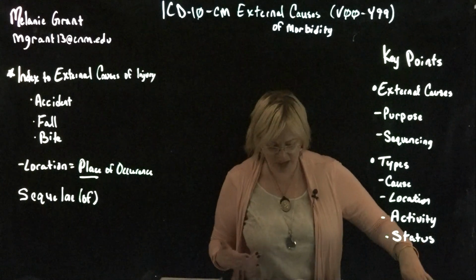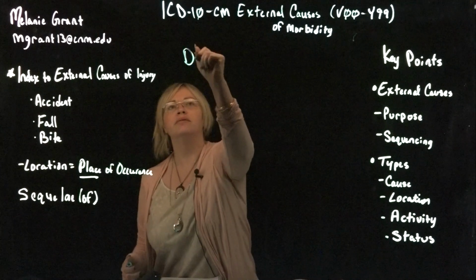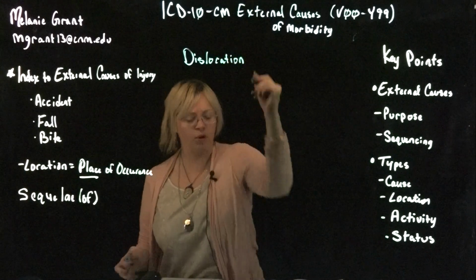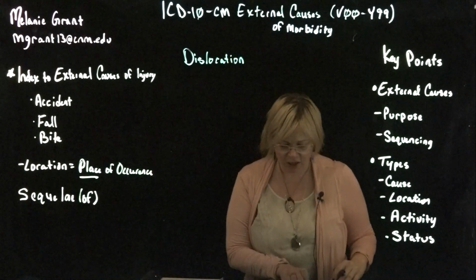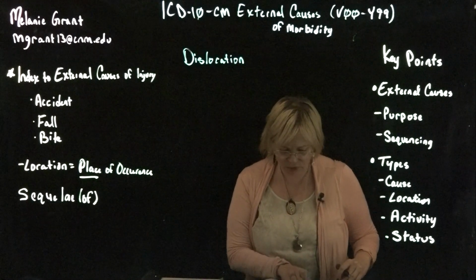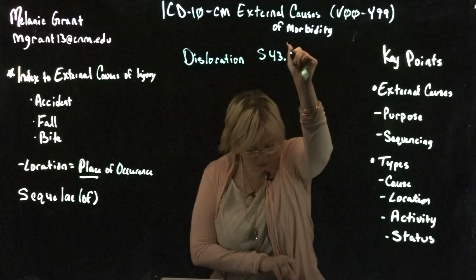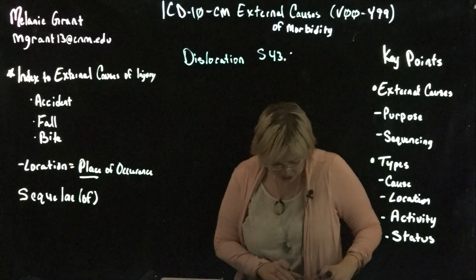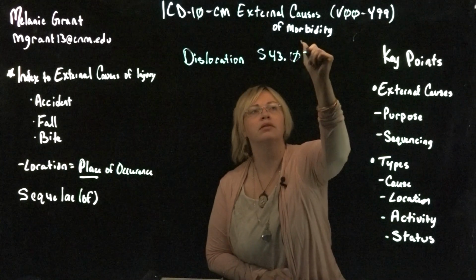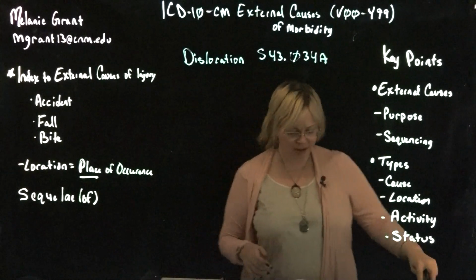Okay, so the first thing we have is a dislocation, which is an injury. And I'm going to give you that code because we're not coding from injuries at the moment. So the dislocation of the humerus is going to be S43.00, nope, I'm sorry, S43.034A. Okay, so that's the code that they've given us.